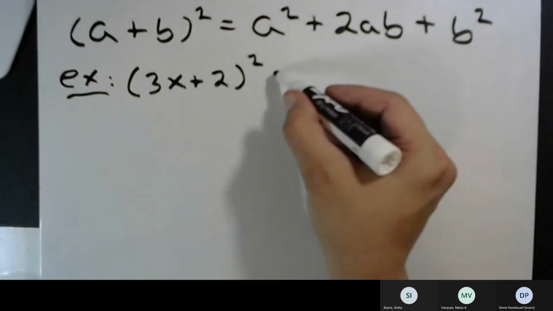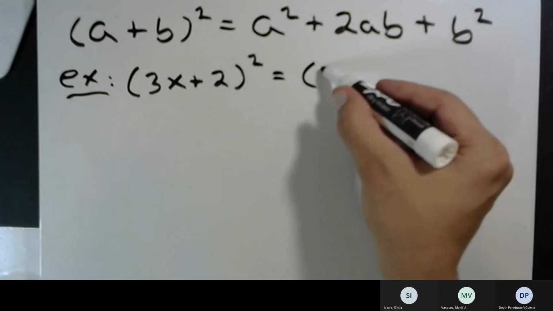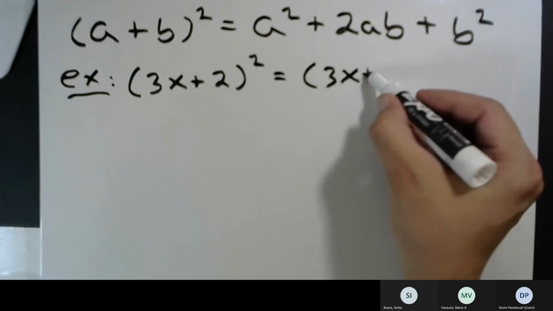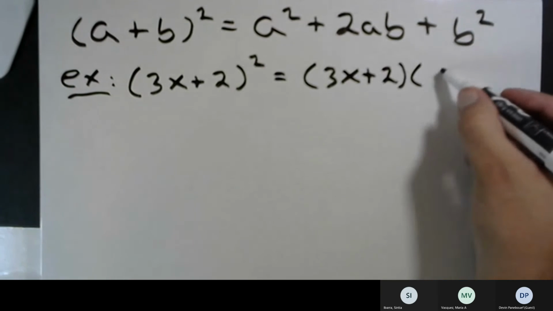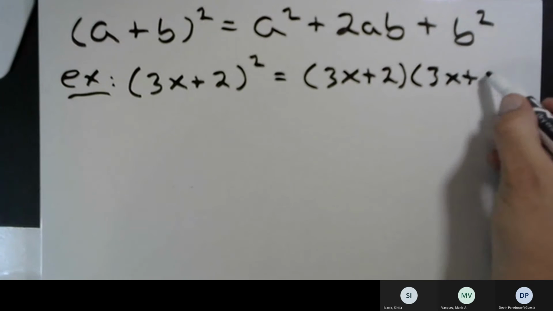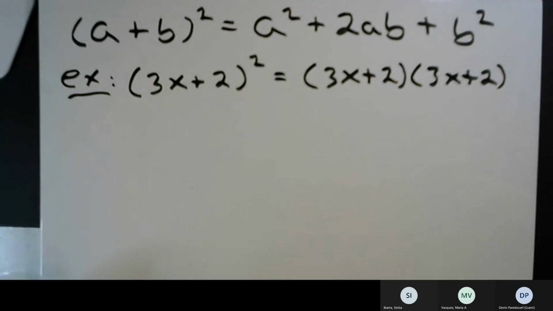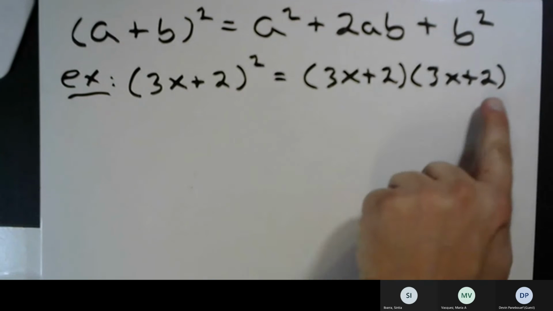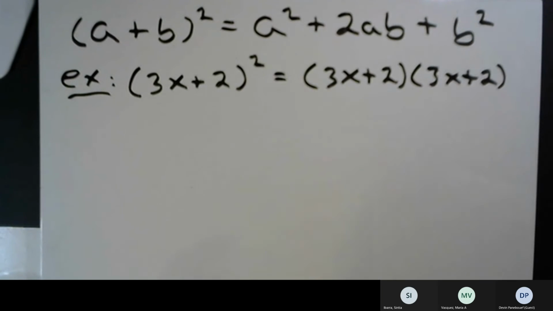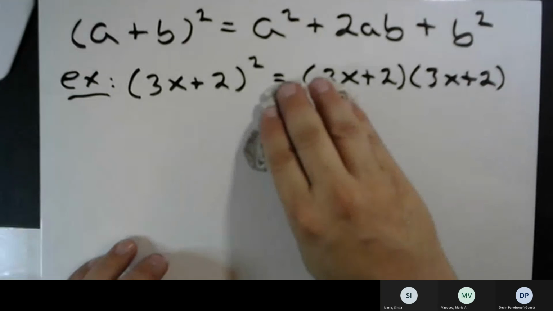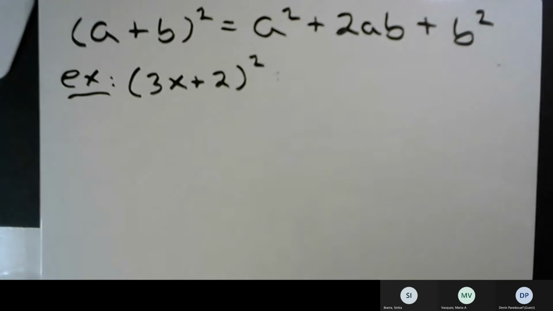Now what you could do, you could write this as 3x plus 2 times 3x plus 2. That's what the squared means. And then you could FOIL or distribute this to each of the terms, or you could use the column method, and that would get you the right answer. That would be perfectly fine. But we're going to use this shortcut.